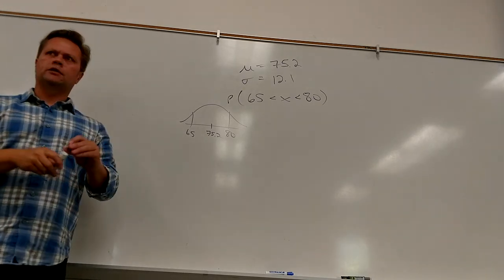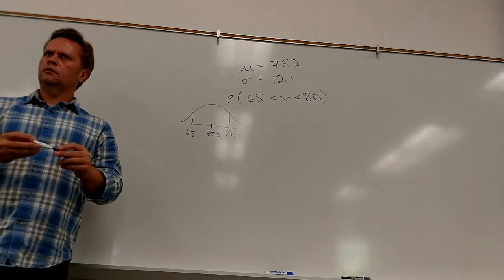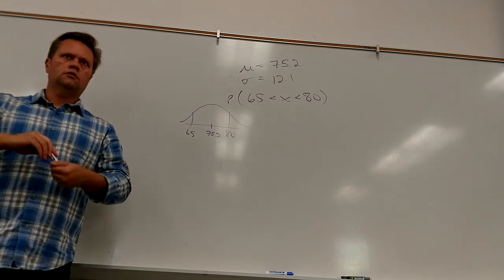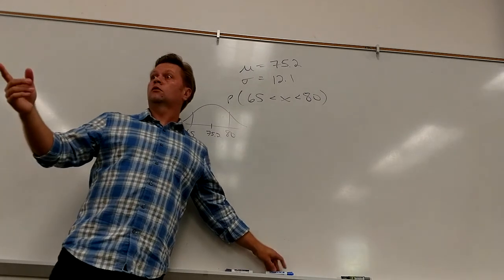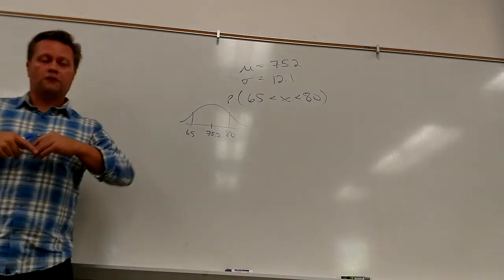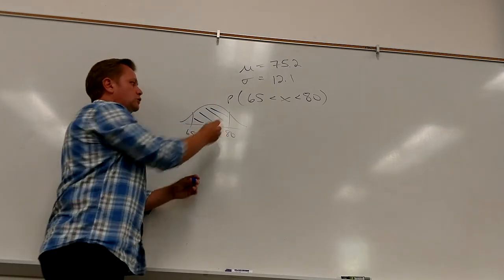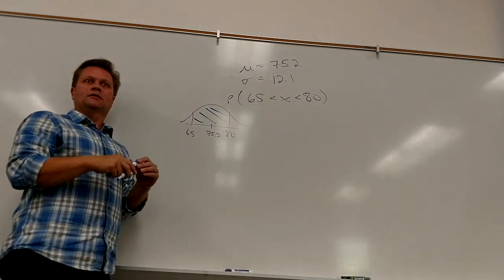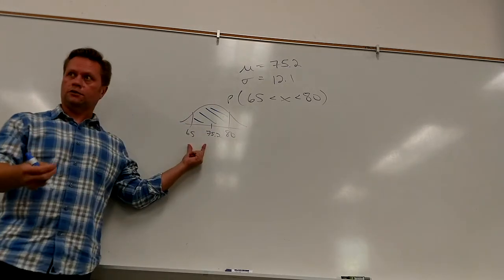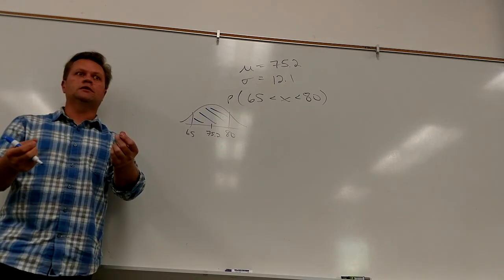And then what's the idea with this one? Eventually I've got to find the area between these two, but how do I do that? First I have to make these into z-scores, so I'm able to look up areas.